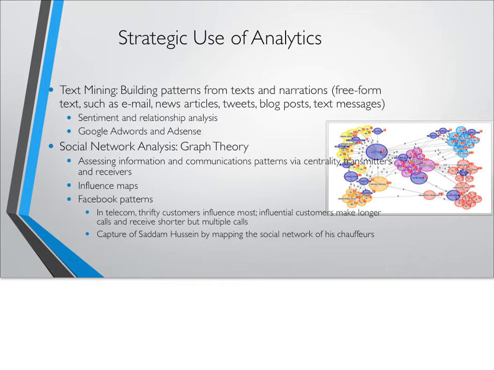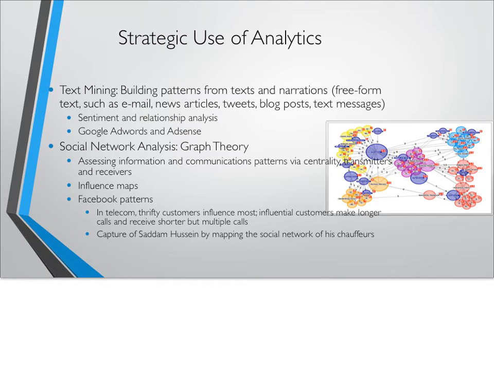Another area is called social network analysis, or graph theory. Graph theory is basically nothing but plotting out a combination of communication between multiple different nodes. Now, what you're doing is assessing information and communication patterns via centrality, transmitters and receivers. So if you're looking at how we connect in this world, from how we make friends on Facebook or on Google Plus or on Twitter, it gives you a sense of which ones are the people that are the influencers, and these are known as influence maps. If you look at the picture to the side, you'll suddenly see there are these big balloon-like setups which might show that they're the ones who ask the most questions or retweet the most things.